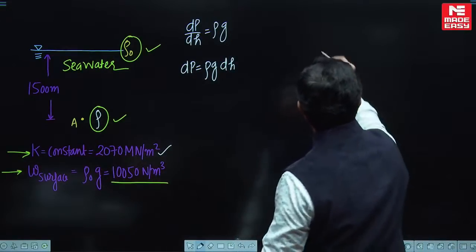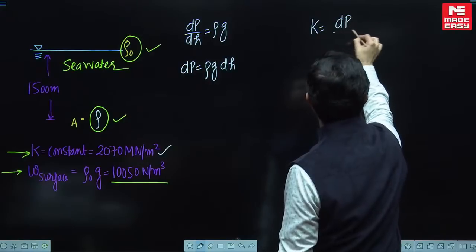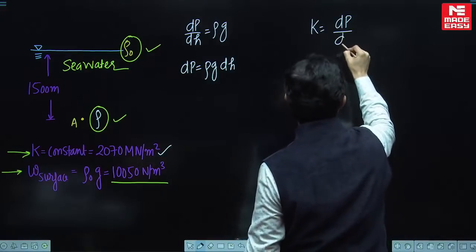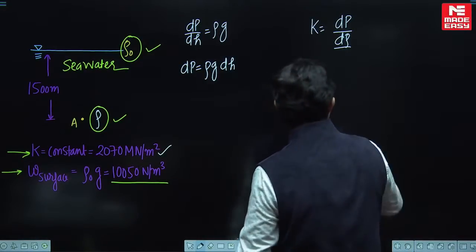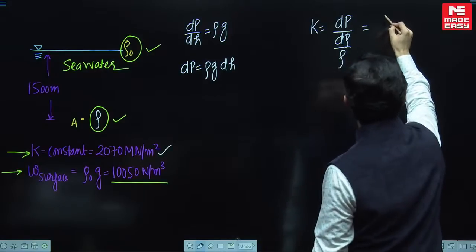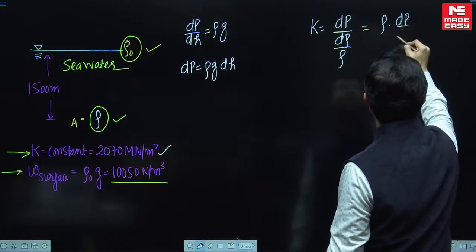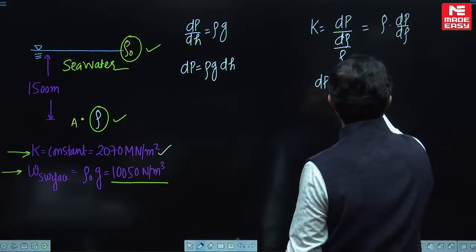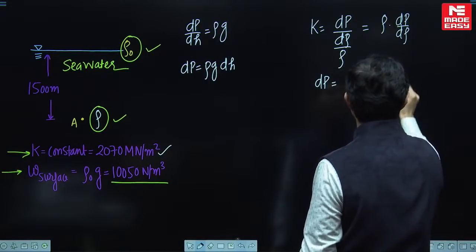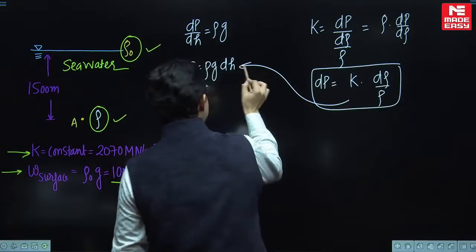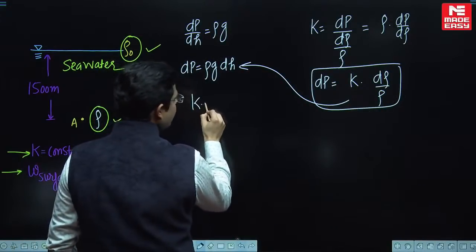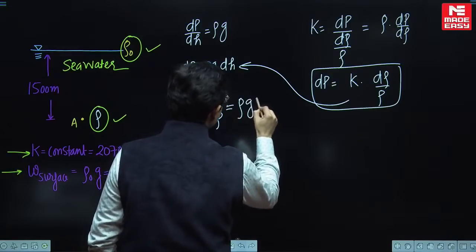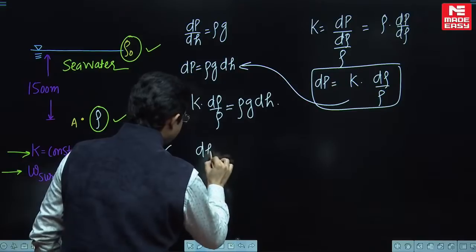So yes, what is the formula for K? The formula for K is dP divided by volumetric strain, that is minus of dV by V. But minus of dV by V, if you remember our classroom discussion, can also be written as d rho by rho. So bulk modulus can also be written as rho into dP by d rho. So from here you can find the value of dP. So dP can be written as K into d rho by rho. So you replace this value of dP into this. So this is going to be K into d rho by rho is equal to rho g dh. Okay dear, so from here let us find the value of dh.